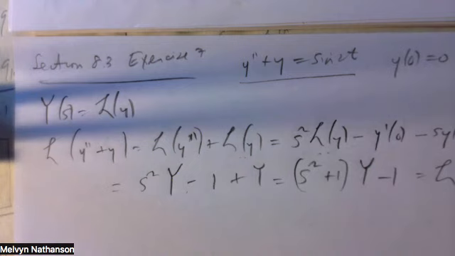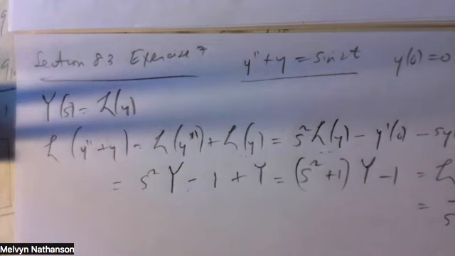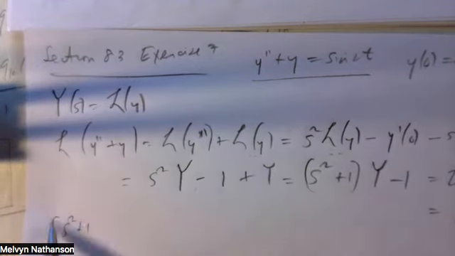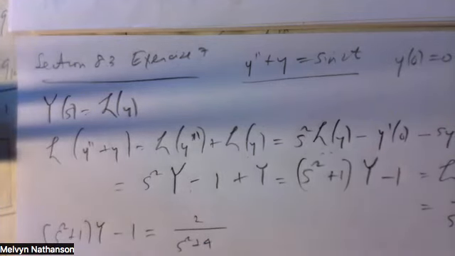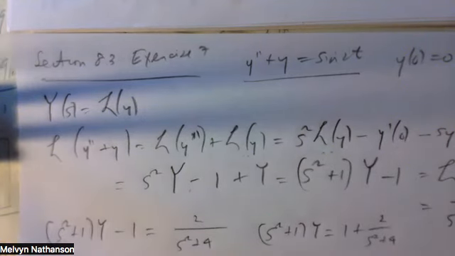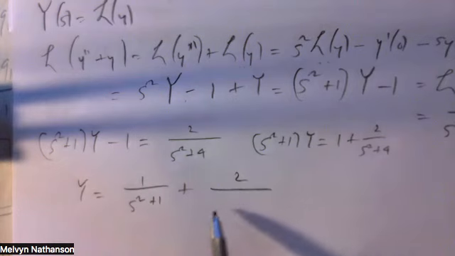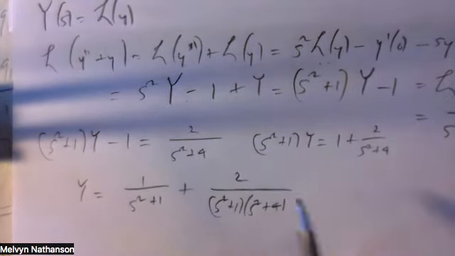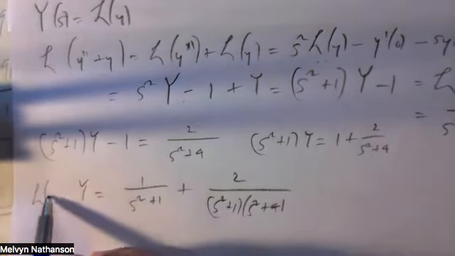So if we look at our table of Laplace transforms, we have sine of omega t. So when omega is equal to 2, this is 2 over s squared plus 2 squared, or 4. So we have s squared plus 1 times Y minus 1 equals 2 over s squared plus 4. So s squared plus 1 times Y is 1 plus 2 over s squared plus 4, or Y is equal to 1 over s squared plus 1 plus 2 over s squared plus 1 times s squared plus 4. So this is the Laplace transform of my solution, little y.